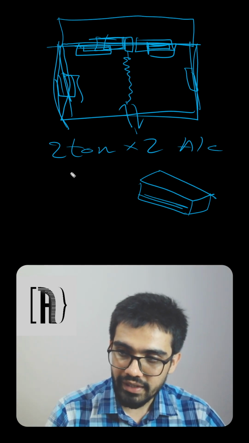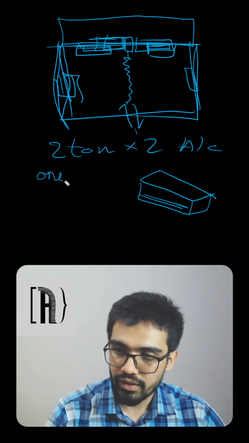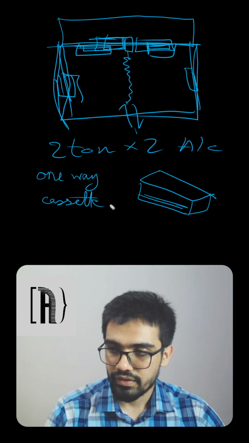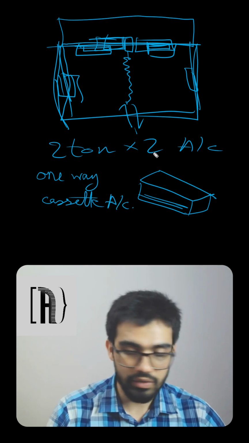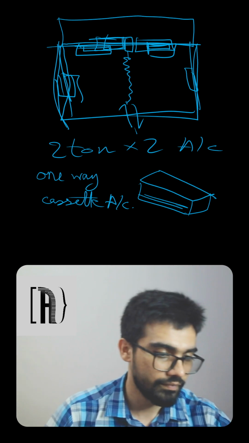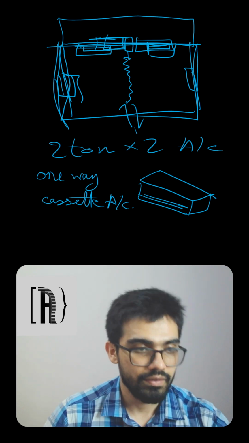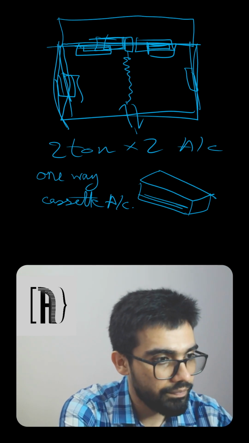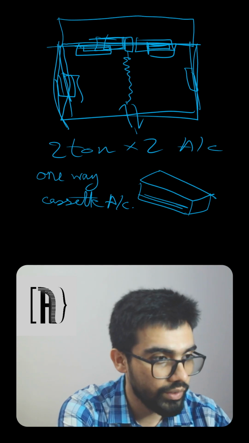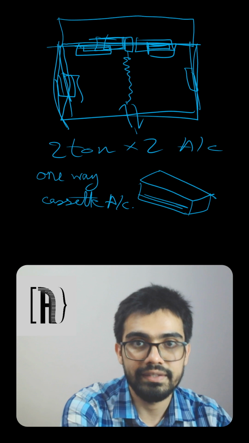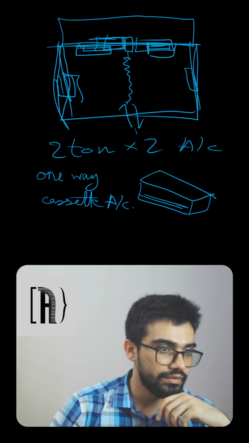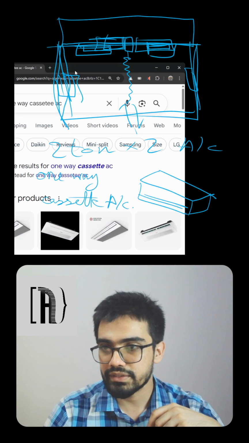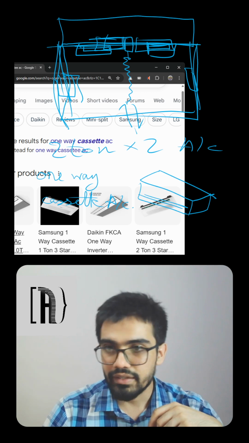So you can put in one-way cassette AC. Let me quickly show you how it looks like. I'm opening the Google search in another screen. One-way cassette AC. So it looks like, yeah, it looks like this.